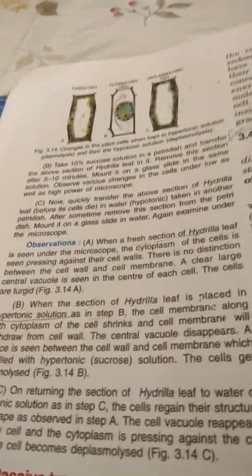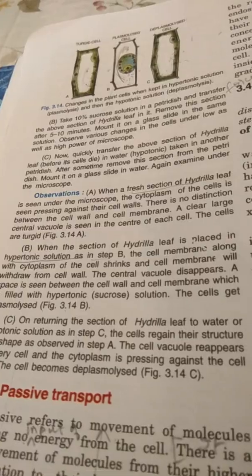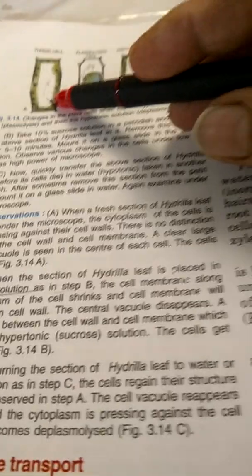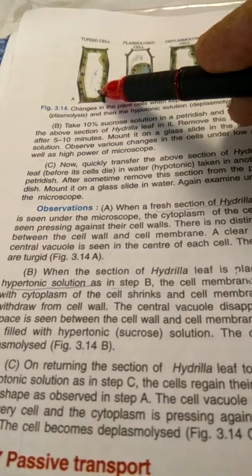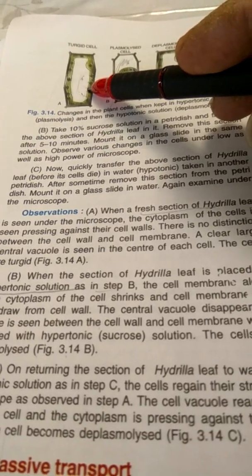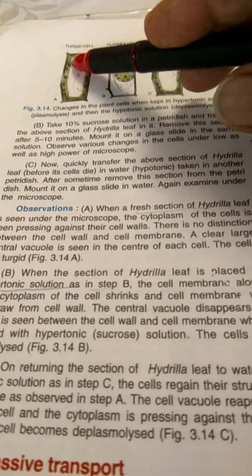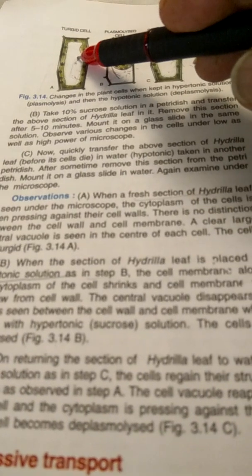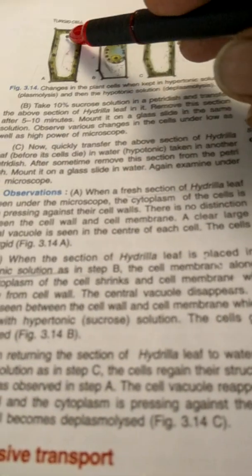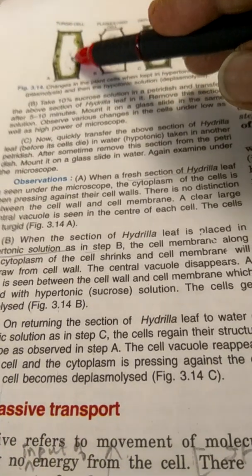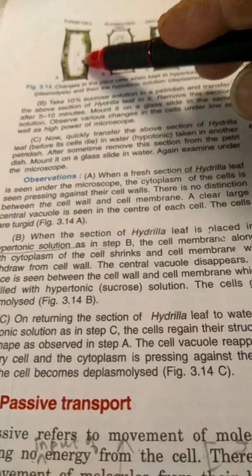So the observation is, when a fresh section of Hydrilla leaf is seen under the microscope, the cytoplasm of the cell is seen pressing against the cell wall. And there is no distinction between the cell wall and cell membrane. They are tightly packed. A clear large vacuole is seen in the center of each cell. The cell is in the turgid state.